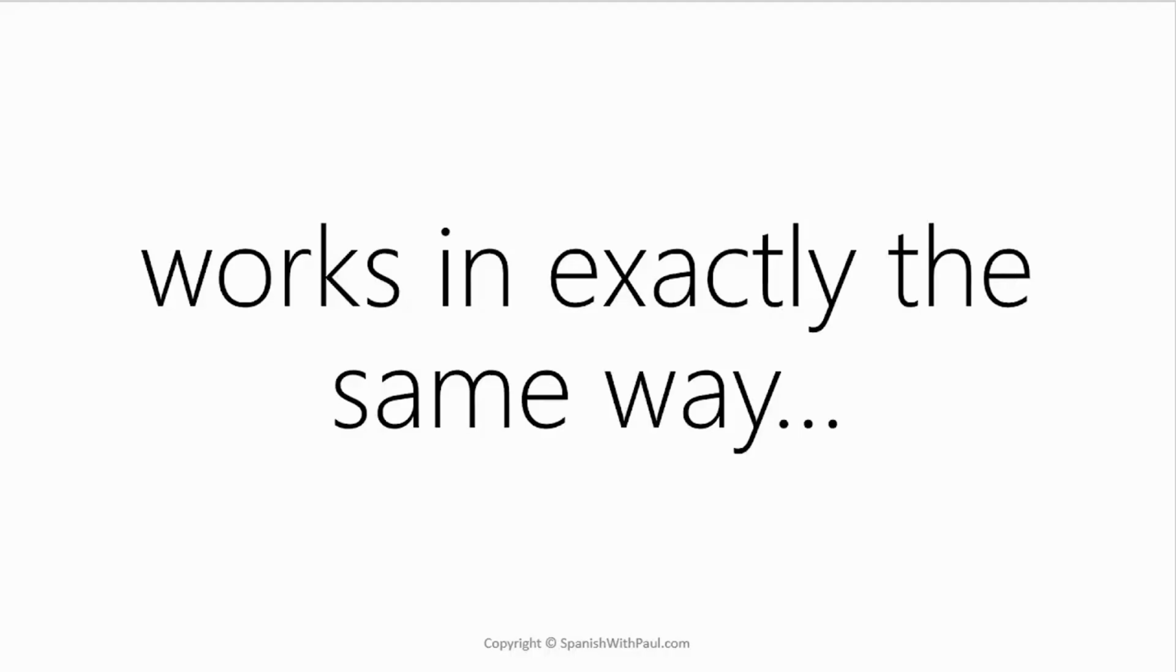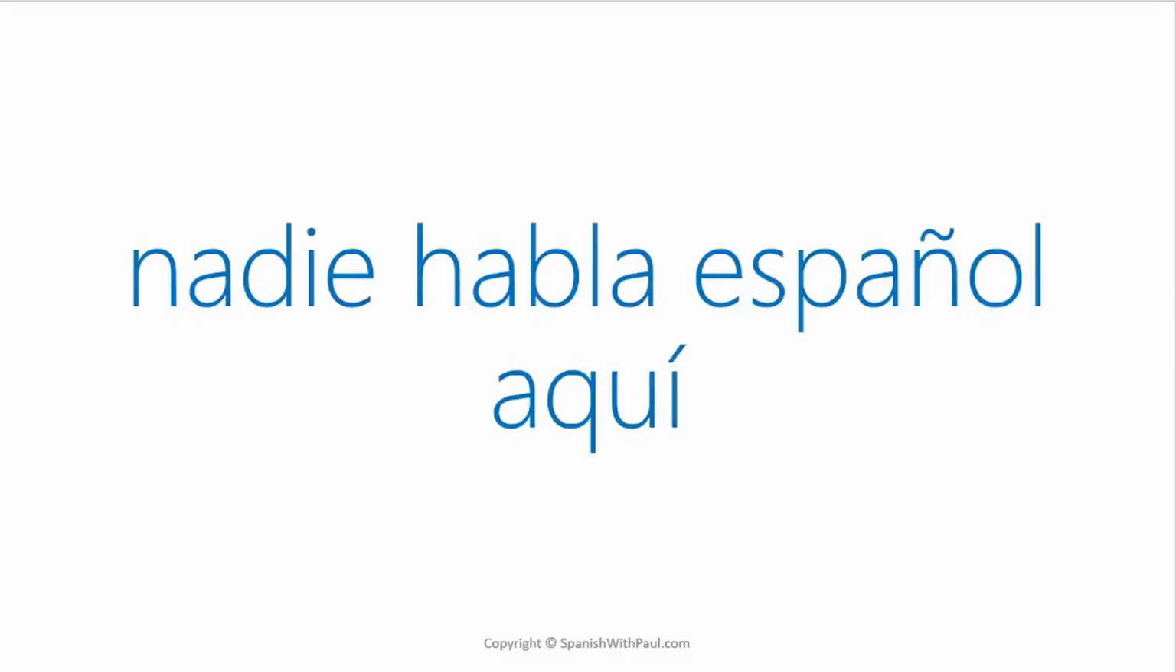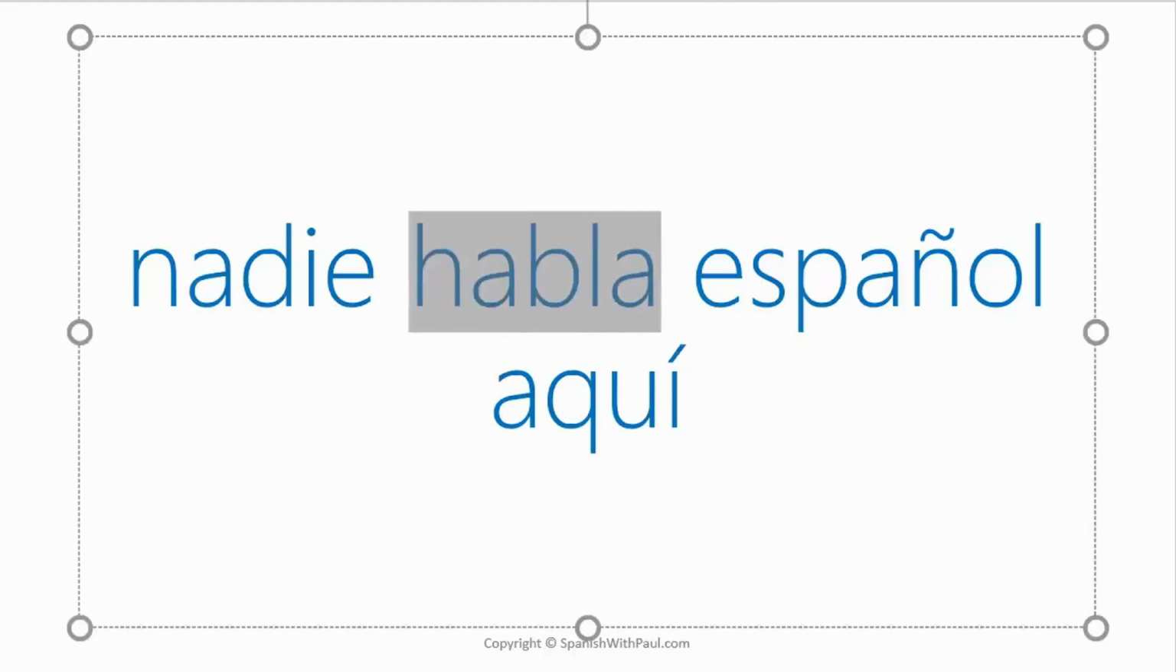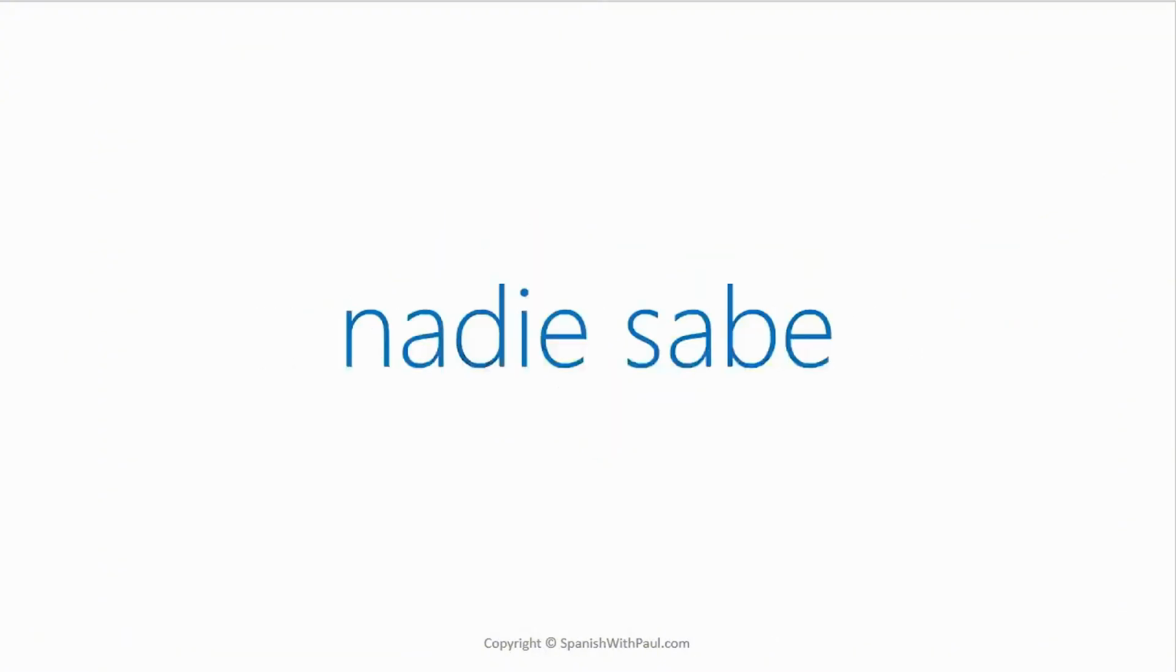For example, to say no one speaks Spanish here, it would be nadie habla español aquí. So again, you can see for no one speaks, we have habla, which is the angle of he, she, and it with the verb. Nadie habla español aquí. How would you say nobody knows? Nadie sabe.